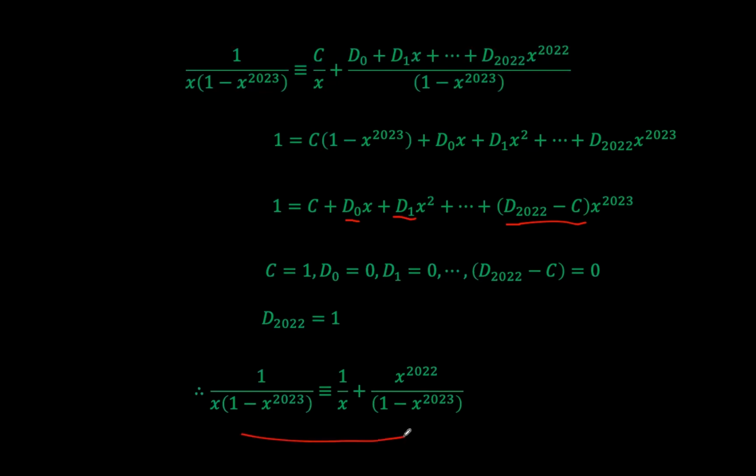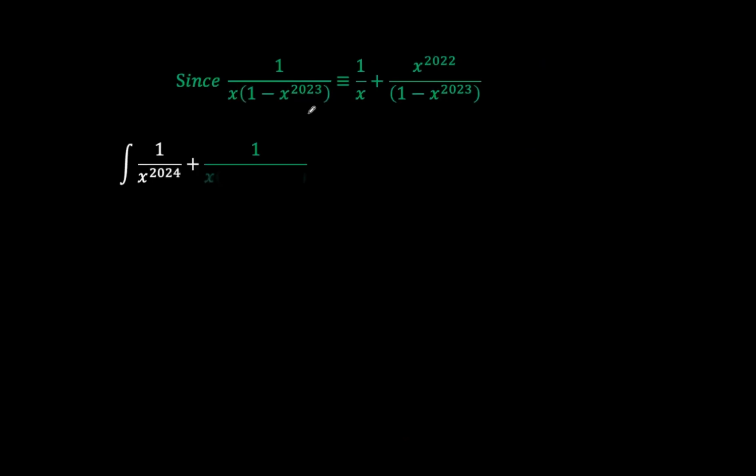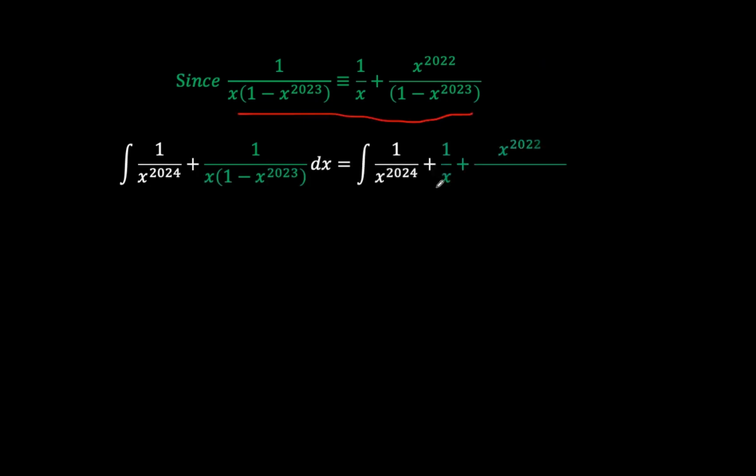And so we're going to plug that into our integral, since we've already derived this. Our integral now is the integral of 1 over x to the power 2024 plus 1 over x, this one here, plus x to the power 2022 over 1 minus x to the power 2023.